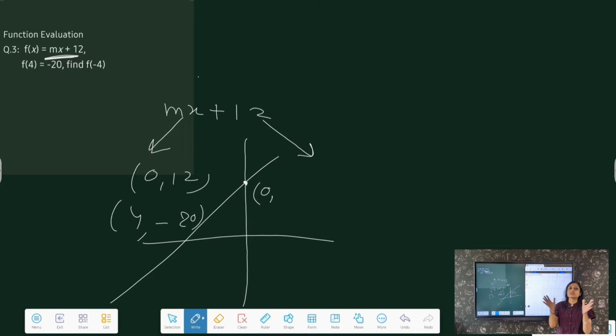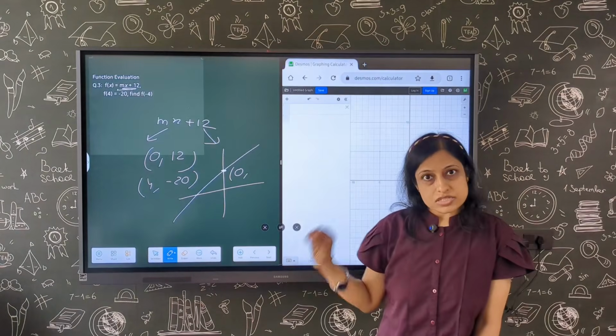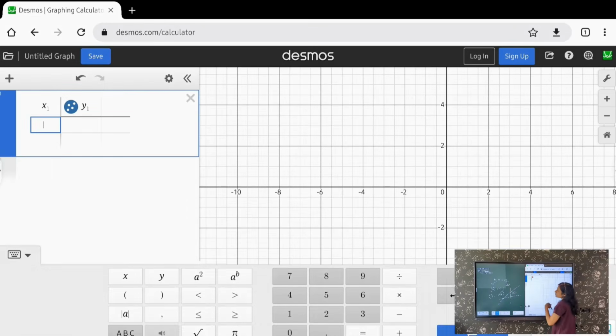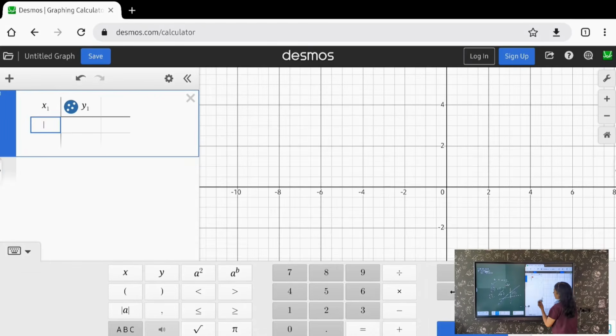And now the work is very simple. Use this logic and use the table feature. The moment you use this feature, you just need to enter the values.